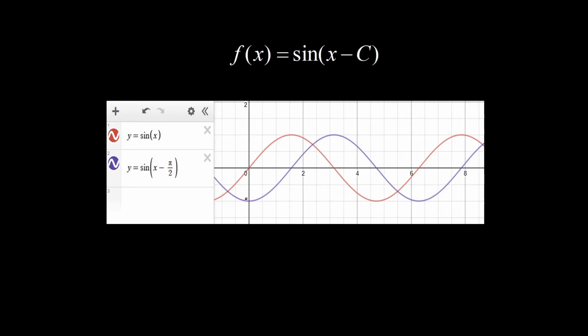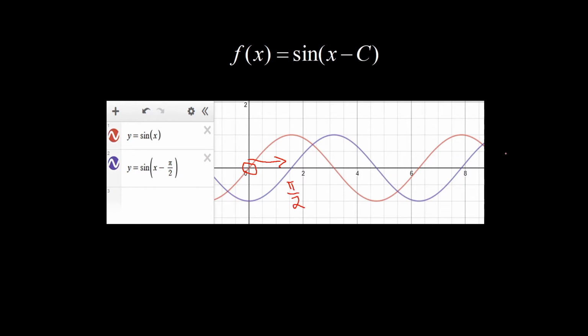Now what does that mean? That means we took the sine function. The sine function is the red line. We took the sine function and we moved it to the right pi over 2. So the normal sine function starts at the origin, but this blue one we shifted so that it now starts at pi over 2.